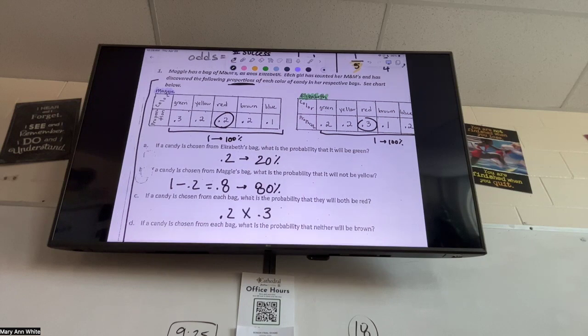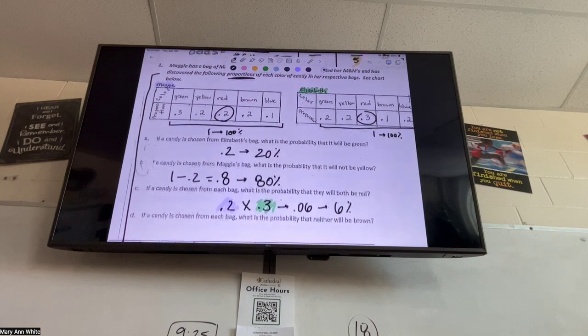We're gonna multiply them. When I want 2 things to happen at the same time, I want both of them to be red. I don't just want one to be red. I don't want the other one to be red. I want them both to be red. That's our multiplying, okay? So again, I got 0.3 from Elizabeth. I got 0.2 from Maggie. 0.2 times 0.3 is 0.06. And that is 6%. Pretty low percentage actually.